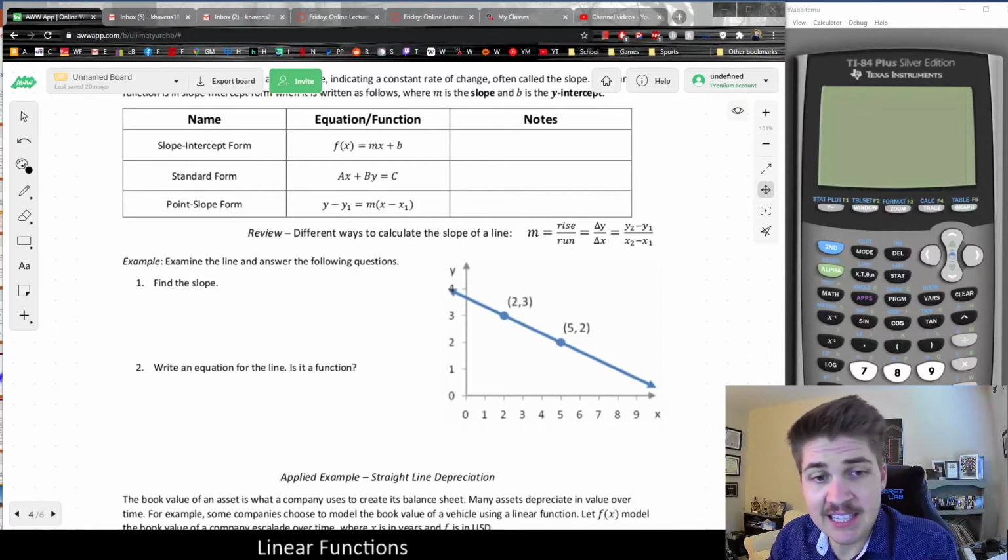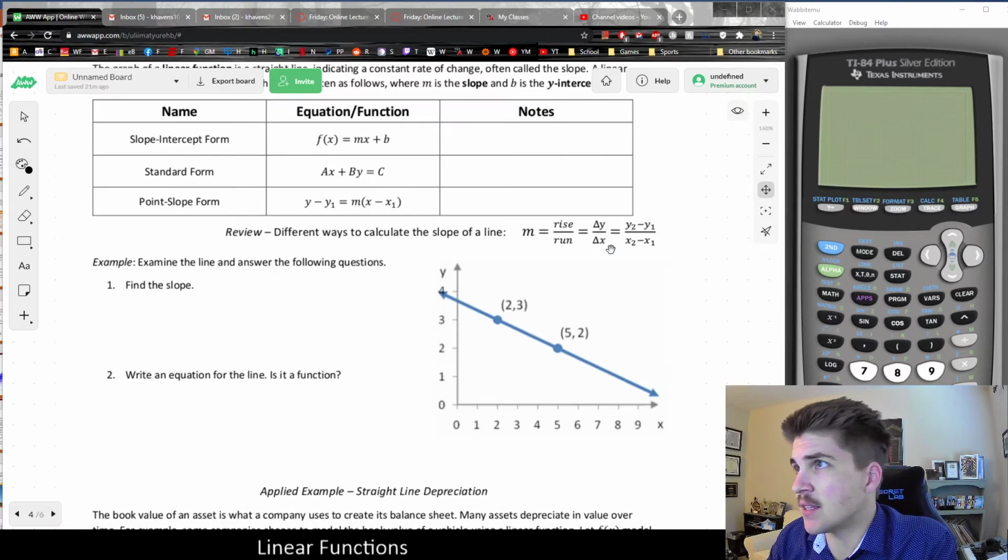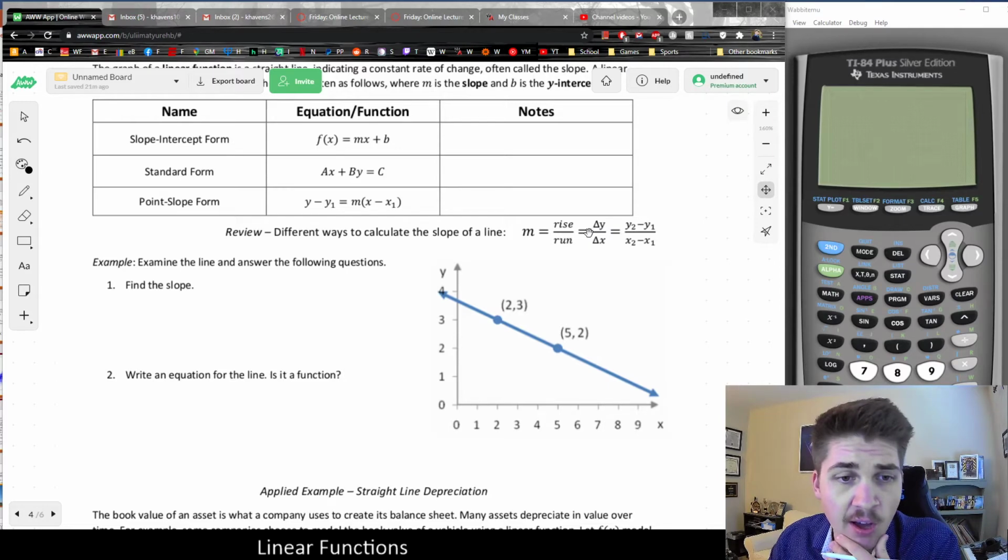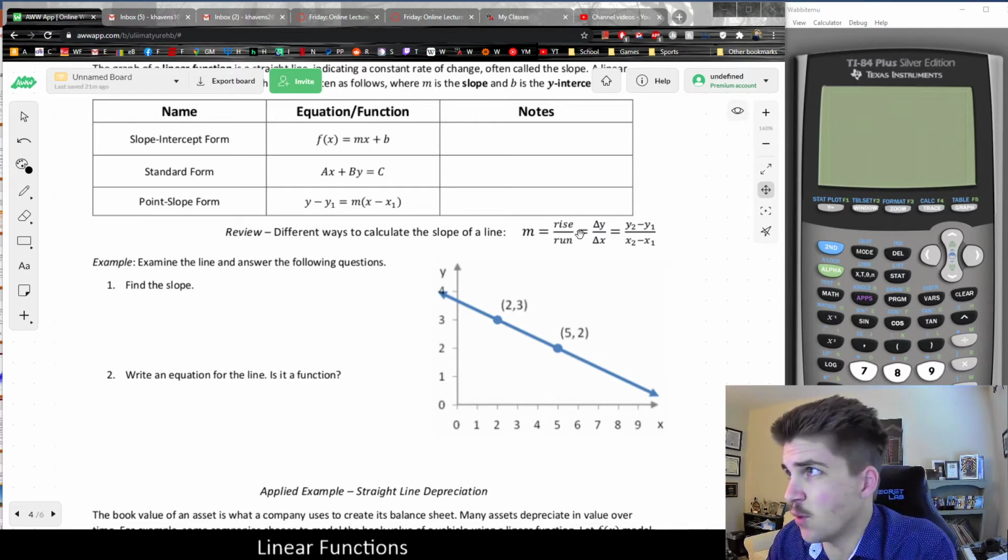Let's look at an example of actually putting a lot of this information into use. So let's say that we encounter a particular line and we're asked certain questions like find the slope or write an equation for the line. And one other formula I wanted to review that was not in the slides is ways to calculate the slope, which are different ways it can be taught. So I thought I'd just review those ways.